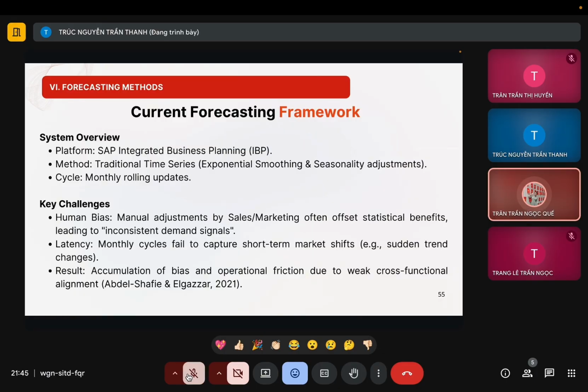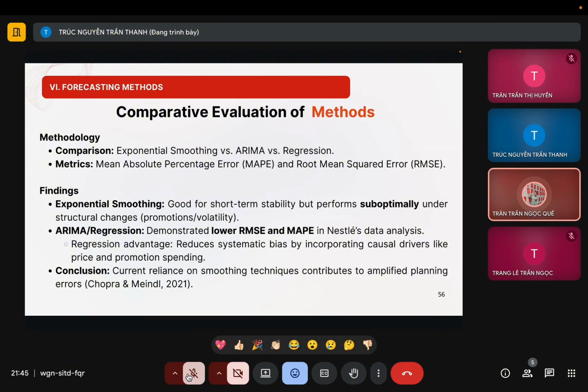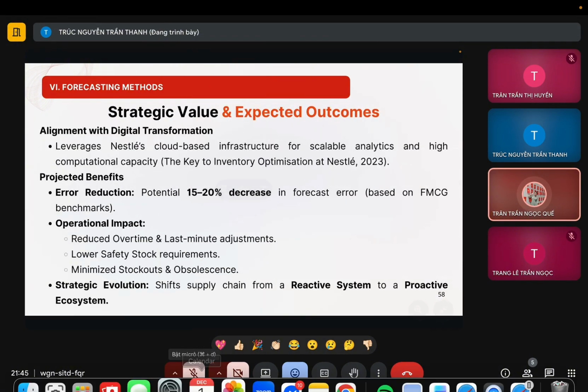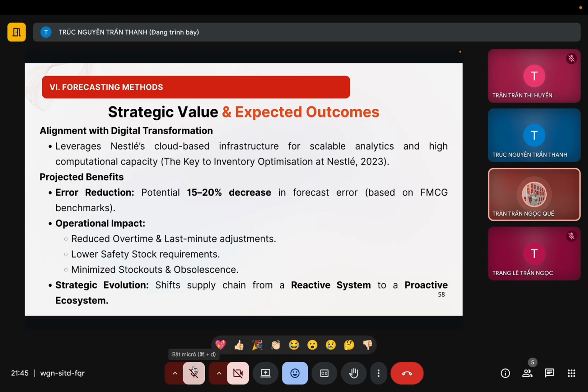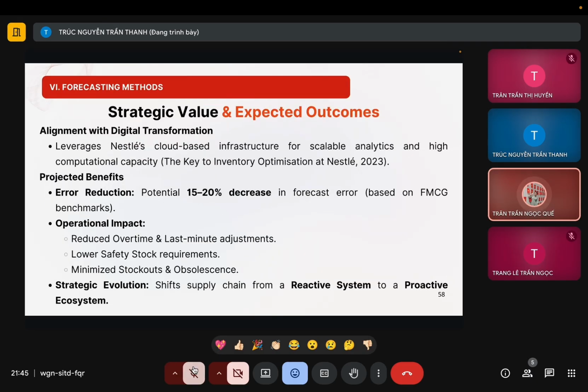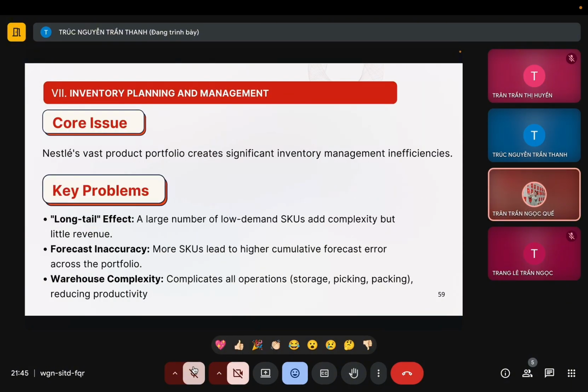And next, current monthly updates are too slow and prone to human bias. Smaller models failed during promotions. Regression worked better because it tracked real drivers like price and marketing instead of just looking at the history. They propose an AI-driven demand sensing approach using real-time data like POS and weather. They detect trends instantly instead of waiting for demand to end. The target is a 50 to 20% reduction in forecast error. Less error means lower cost, optimized inventory, and a move from reactive to proactive planning.